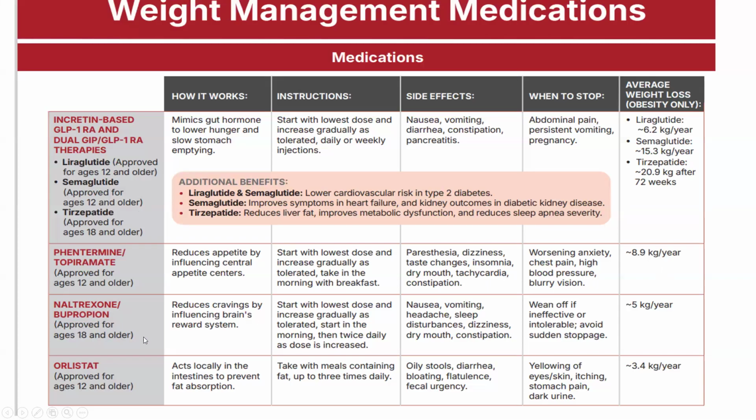Naltrexone or bupropion is approved for 18 years and older. It reduces the cravings by influencing the brain's reward system. Again, start with the lowest dose, increase gradually as tolerated. Start in the morning, then twice daily as the dose is increased.